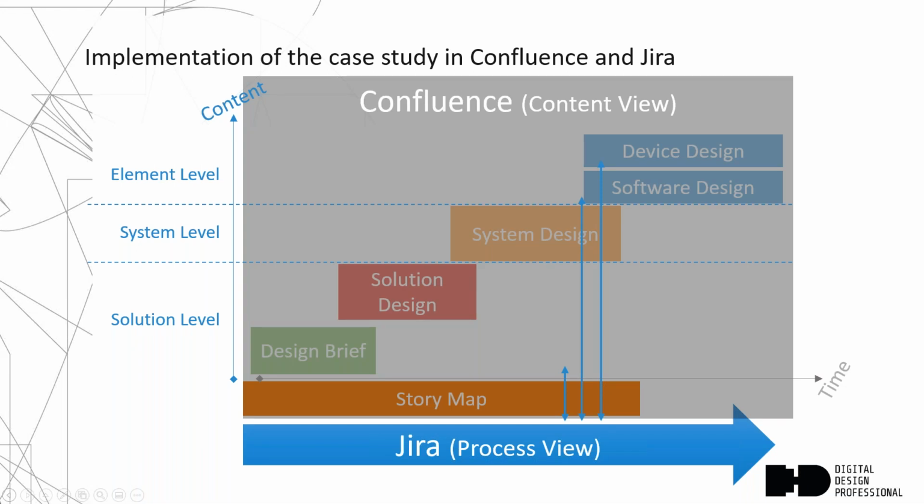Coming to the implementation of the case study in Confluence and Jira. So this figure you have already seen, with the design brief, the solution design, system design, and the software and device design on the element level. And what we have done is we created an own Confluence space for each of these different concepts, just to be sure that, for instance, the solution design is a section of its own. This means people that are working on the solution design can really collaborate and work together on this solution. If necessary, you can create exports and so on. But the main idea behind it is that people work together on that. And that's why we created all these content levels from solution level up to element level.